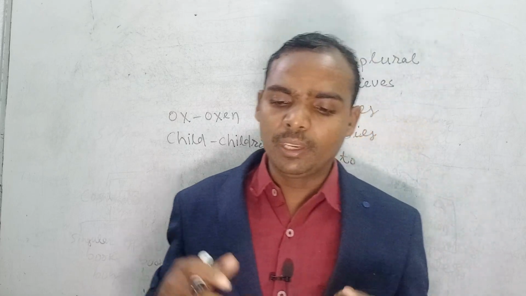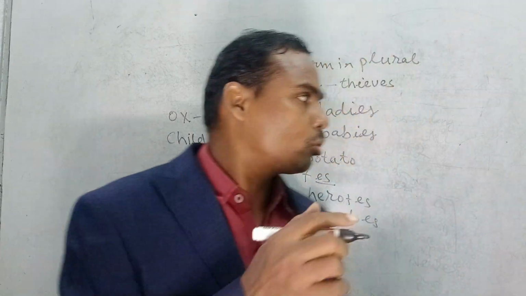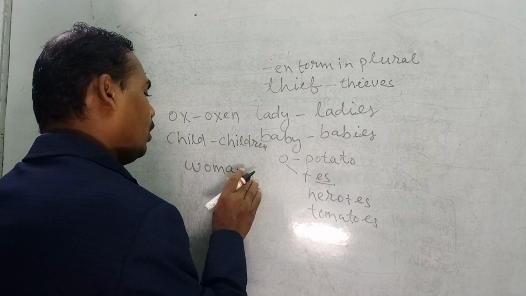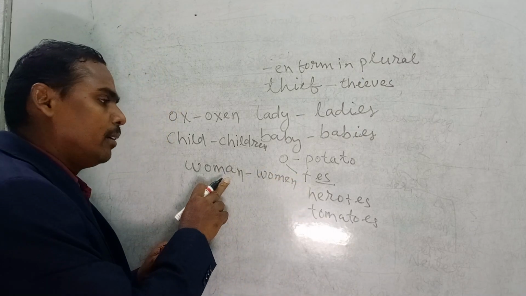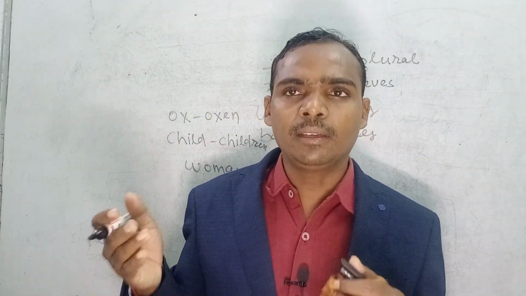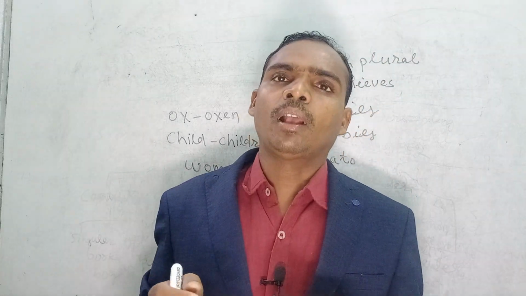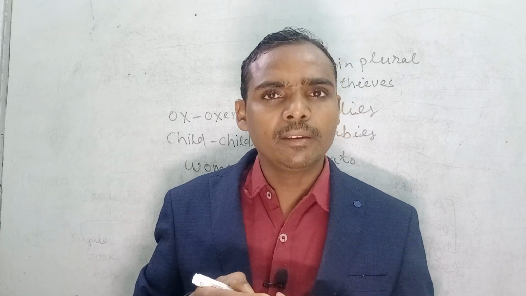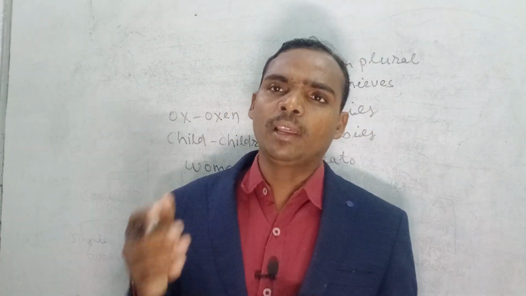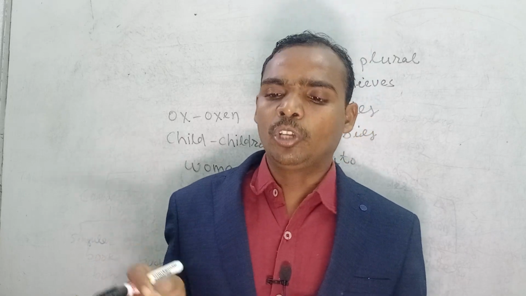There are some nouns that form their plural by a change in the vowels. Suppose woman, W-O-M-A-N, plural is W-O-M-E-N, you change the vowel a to e. Like this, tooth, plural is teeth, T-E-E-T-H, you change double o to double e. Foot, F-O-O-T, plural is feet, F-E-E-T. Goose, G-O-O-S-E, plural is geese, G-E-E-S-E. Instead of double o, you use double e.